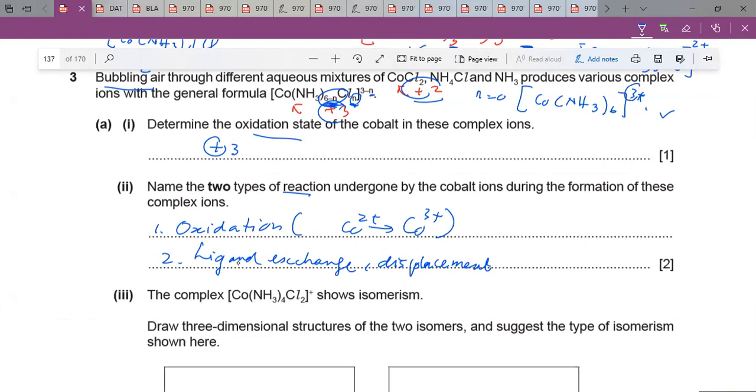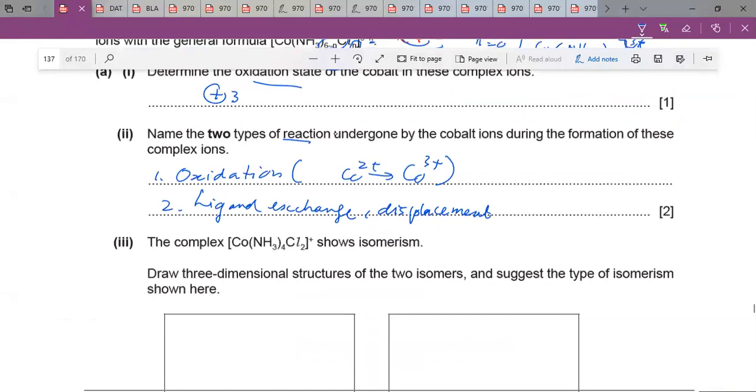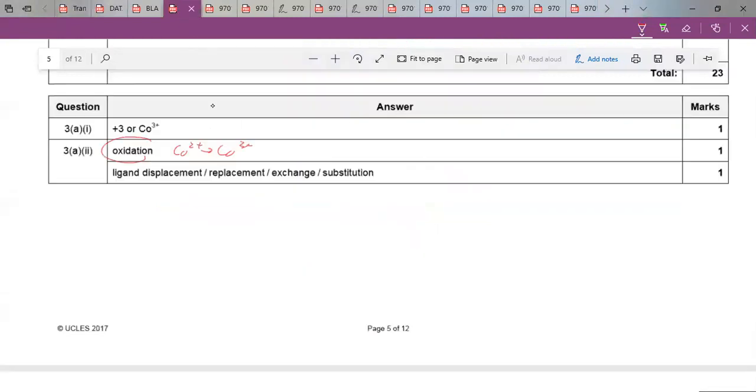So 2 types of reaction here: oxidation and ligand exchange. Here it's oxidation, or say ligand displacement, ligand replacement, ligand exchange, or ligand substitution. There are 4 choices for input. Normally, you can see that ligand exchange is most popularly used in the marking scheme. Replacement means one ligand is kicked out by another ligand because it forms stronger bonds.